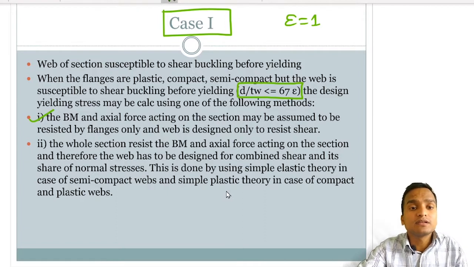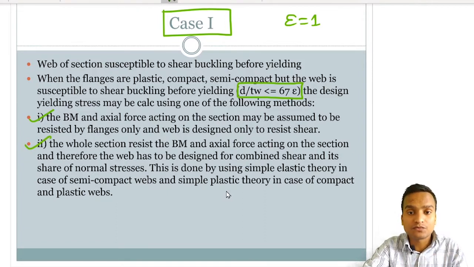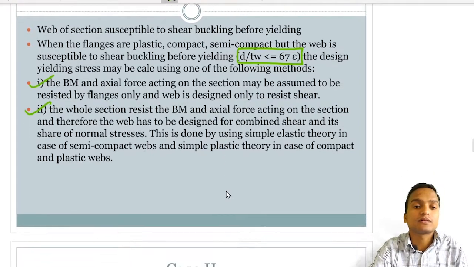The second method is that the whole section is resisting the bending moment and axial force, and the web is also designed for combined shear and normal stresses. This is done by using simple elastic theory in case of semi-compact webs, whereas simple plastic theory is used in case of compact and plastic webs.